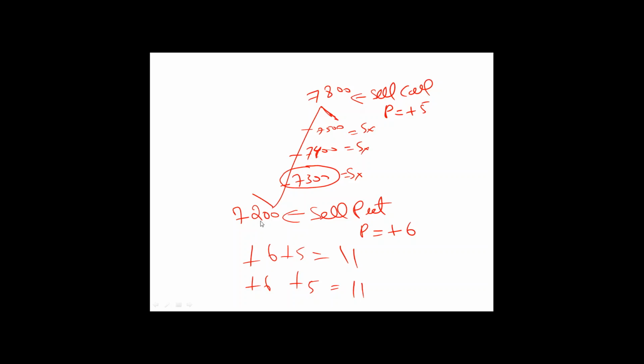At the same time, you have also sold a put at 7200. Selling a put means you are bullish. Remember the matrix? You think the price will go up. So the price goes up to 7300. But what will be your profit? Maximum, the amount of premium received. So 6 plus 5, 11. So wherever it is in between, you have a guaranteed profit.